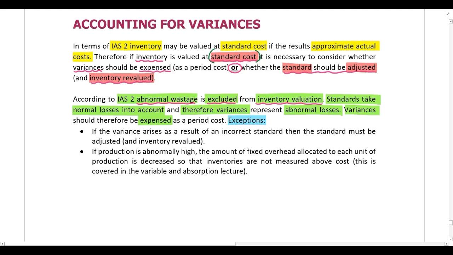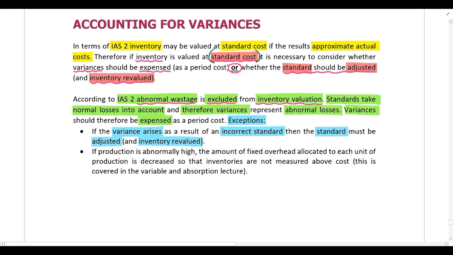So the rule that you can study is variances are always taken directly to profit and loss, unless one of these exceptions applies. If the variance arises as a result of an incorrect standard, so if the standard is wrong, obviously the standard should then be adjusted or updated, meaning that the variance won't be taken directly to profit and loss, but instead, by adjusting the standard, inventory will be revalued.